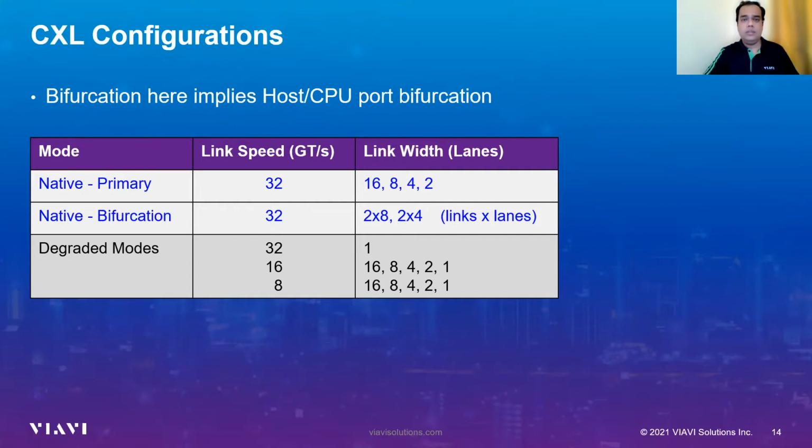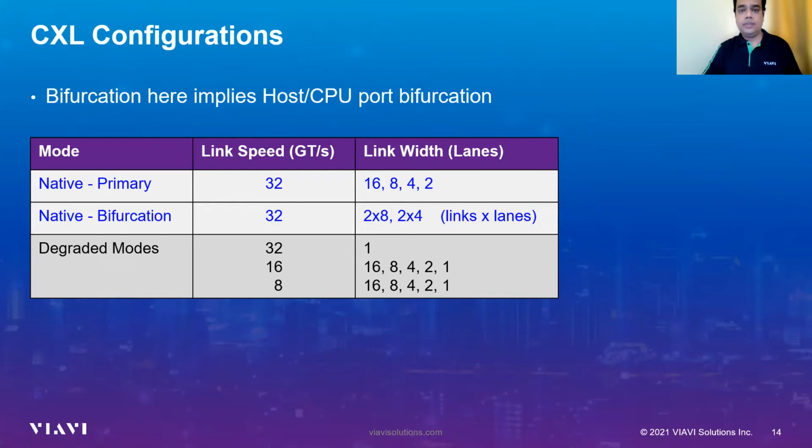This slide here is on the legal CXL configurations. CXL defines a native primary port that's 32 gigatransfers per second and can have a link width of either 16, 8, 4, or 2 in the CXL version 2.0 specification. There is also a definition for native mode bifurcation. For 32 gigatransfers per second, the port can be split into 2 independent links of 8 lanes each, or 4 independent links of 4 lanes each.